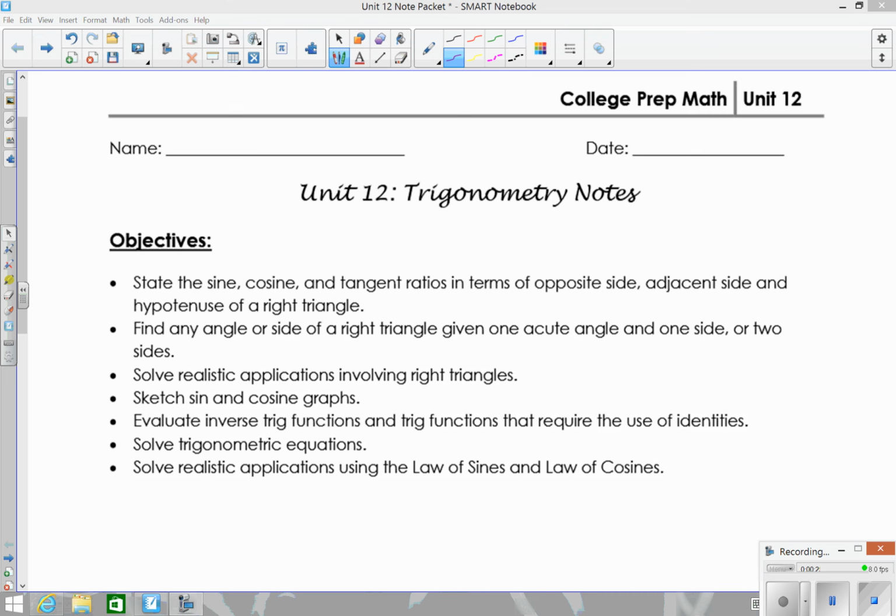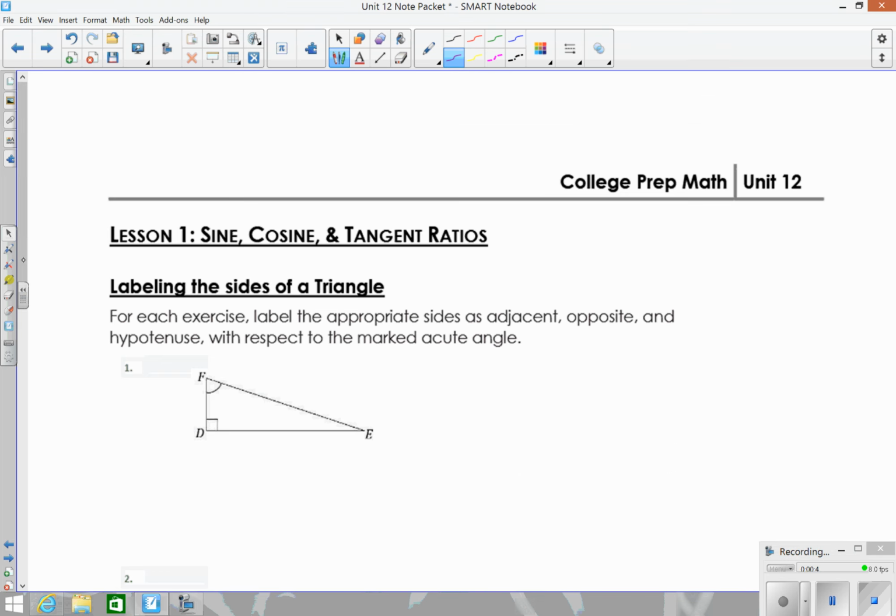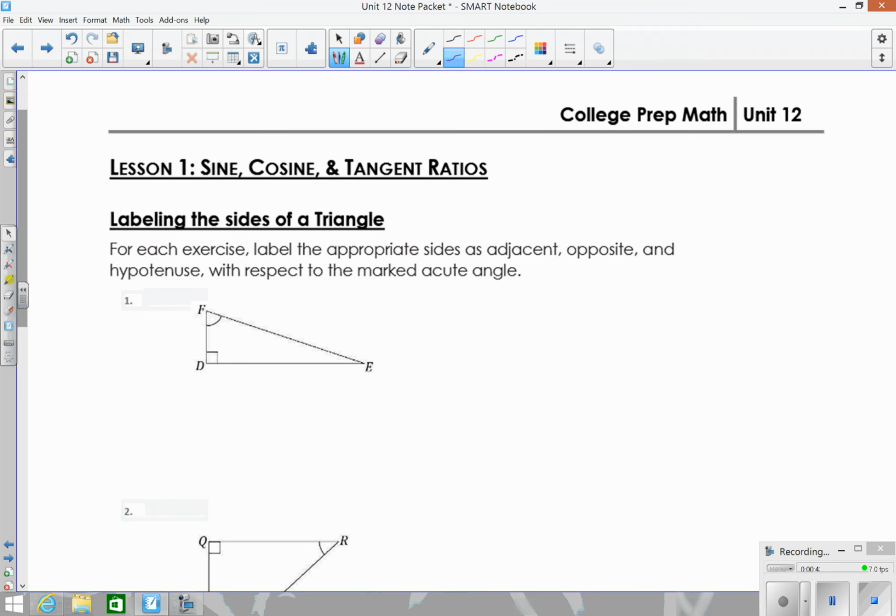We're going to look at the graphs of sine and cosine trig functions. We're going to solve some trig equations, and we're going to look at trig identities. So we're really just going to look at some different aspects of trig and understand what it is and how to use it. So the first lesson here, we're looking at the basic trig ratios, sine, cosine, and tangent.